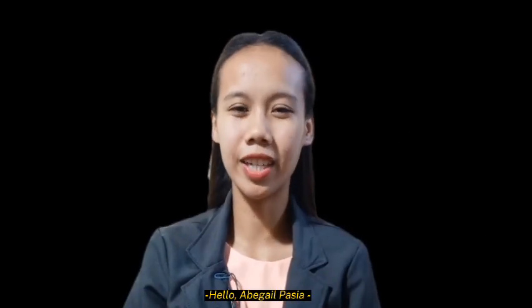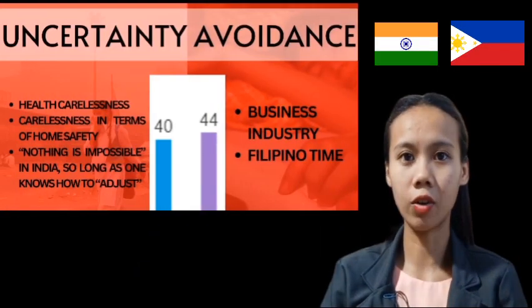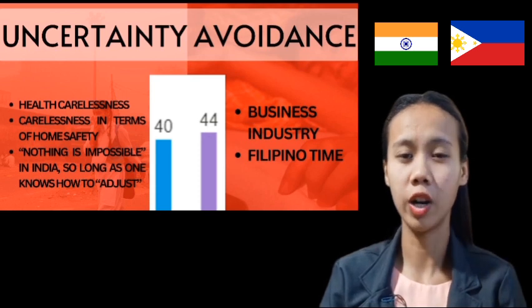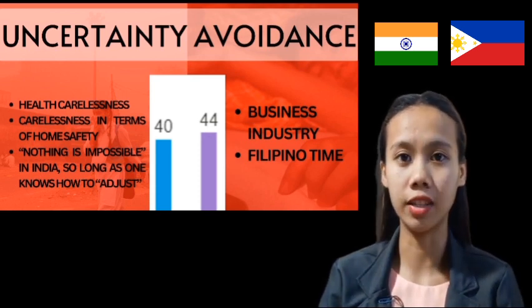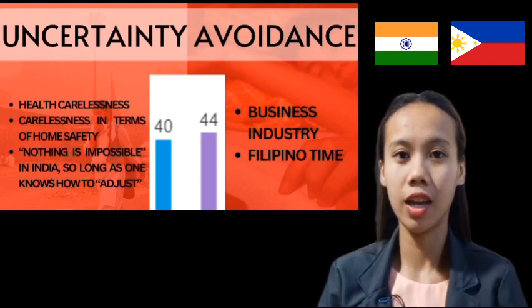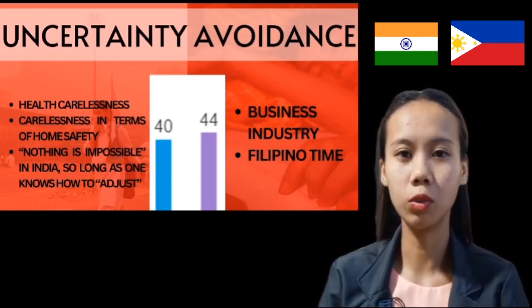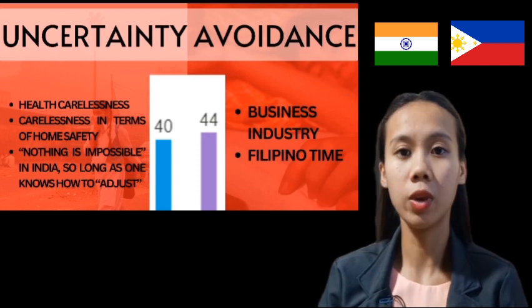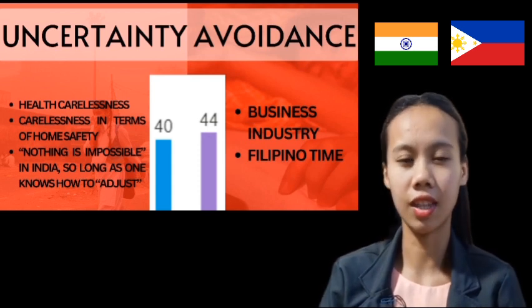Namaste, Abigail Pasia here. I will be the one to discuss the uncertainty avoidance level of the Philippines. The Philippines score on this dimension shows 44, which is low preference for avoiding uncertainty. Meaning to say, they have a more relaxed attitude. Just like India, we also don't take future as threatening. We are more likely to be a risk taker.